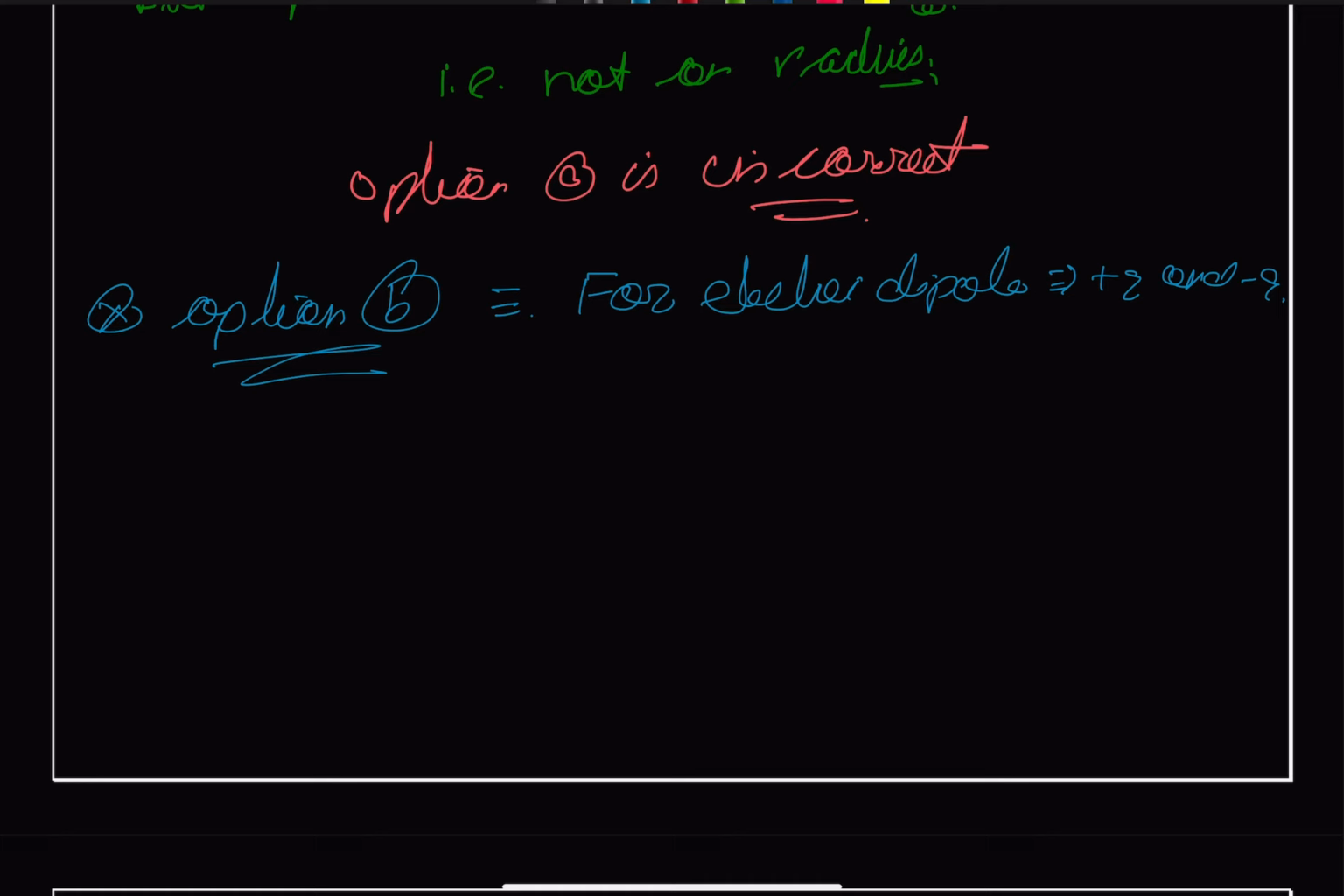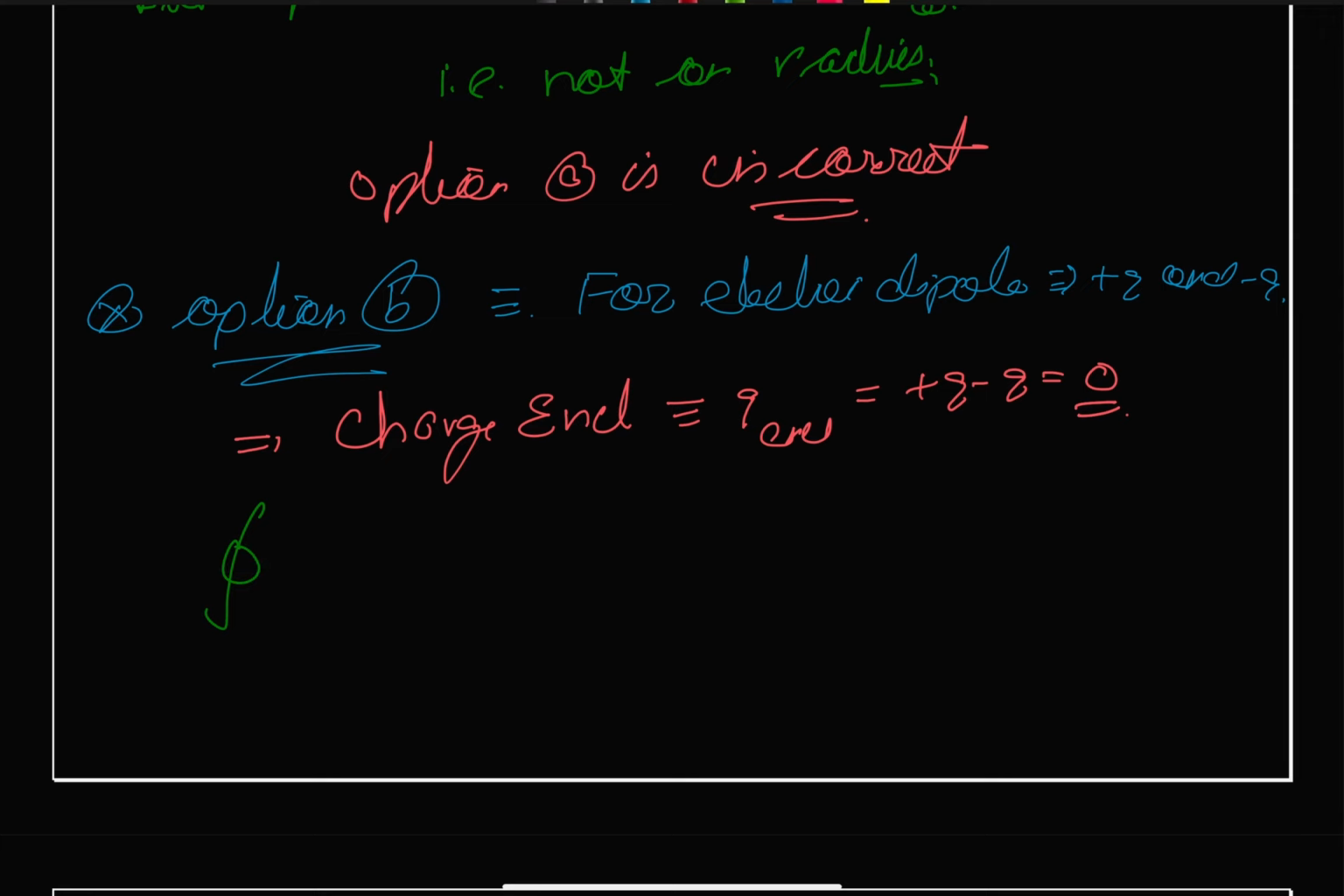Therefore, the charge enclosed, Q enclosed, is our plus Q minus Q, which is equal to 0. Therefore, Gauss law gives us charge enclosed divided by epsilon naught. This comes as 0.